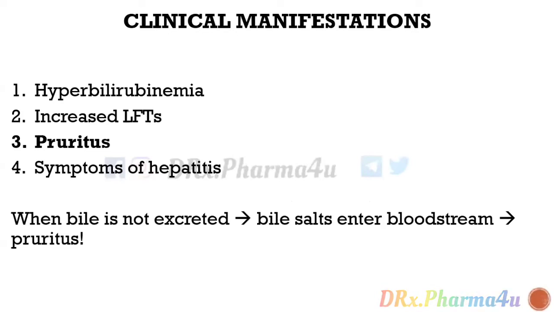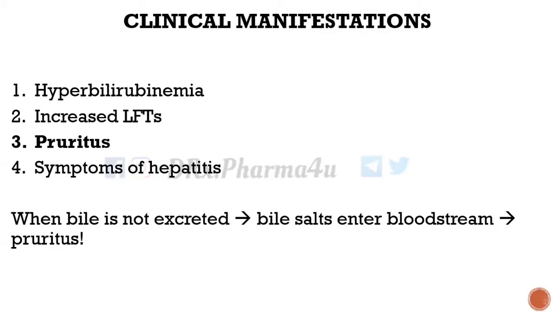This is very, very important to know that in many liver disease patients, we have seen that they experience pruritus. So it is a kind of itching rashes that happen. So there is a reason behind it. When bile is not excreted properly, bile salts enter the bloodstream. So that can lead to pruritus. And definitely the other symptoms are hyperbilirubinemia. Bilirubin level will be high. LFTs, the liver function tests, will be elevated. And there may be symptoms of hepatitis as well. There will be some areas where we will say symptoms of jaundice, symptoms of hepatitis. So we will discuss in detail into that in future videos.